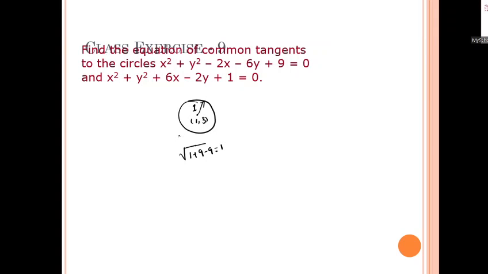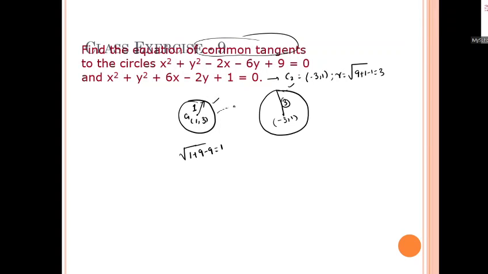देखिए, सेकंड सर्कल का सेंटर कितना है? -3, 1 and radius is root of 9 plus 1 minus 1, 3 units. Okay, the second circle is the bigger circle. Radius is 3 units. And ये दोनों सर्कल्स कौन सा केस में है वो पहले देखेंगे, because the number of common tangents depends on the case that these two circles are in. So R1 is equal to 1, R2 is equal to 3.